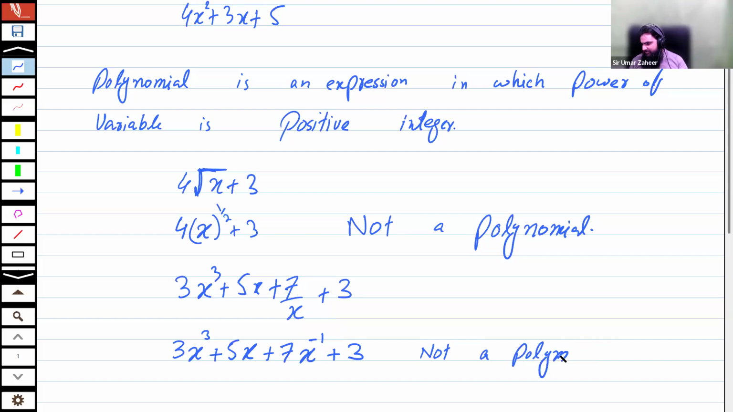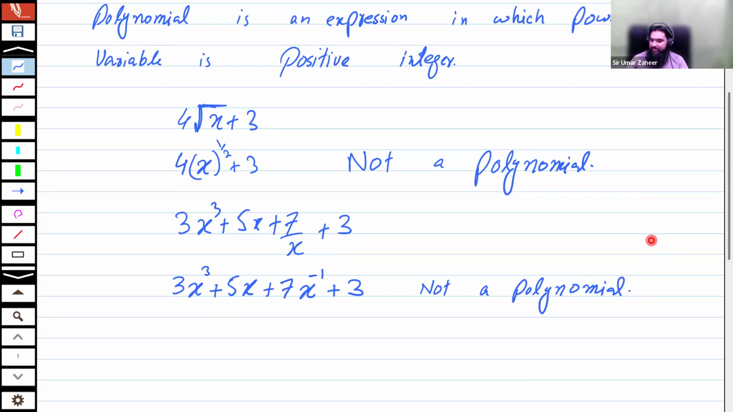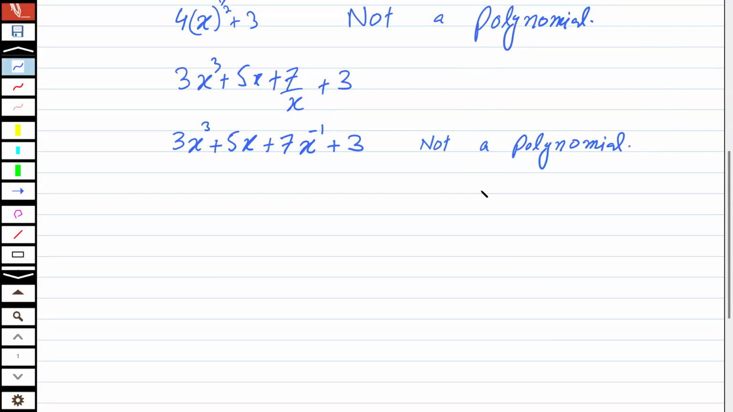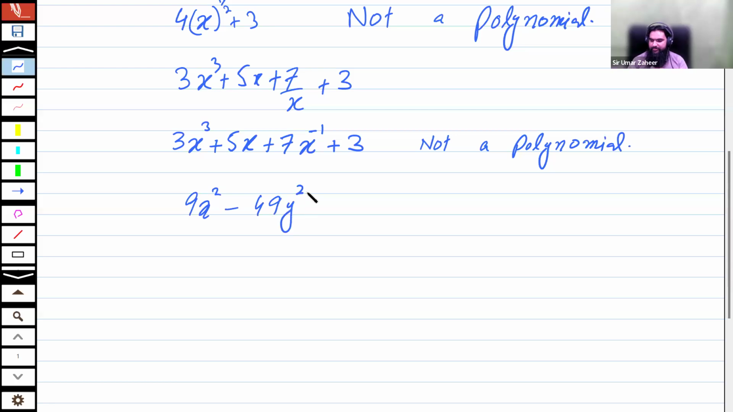So obviously sometimes we need to rewrite into the proper format. So it is not a polynomial. Here it is not a polynomial because the power is not an integer. Here it is not a polynomial because it is a negative integer. We are talking about positive integers. In the same way, take the rest of the values: 9x square plus 49y square. Look at here, you have two variables, but in both variables the power is a positive integer. So this means that it is a polynomial.